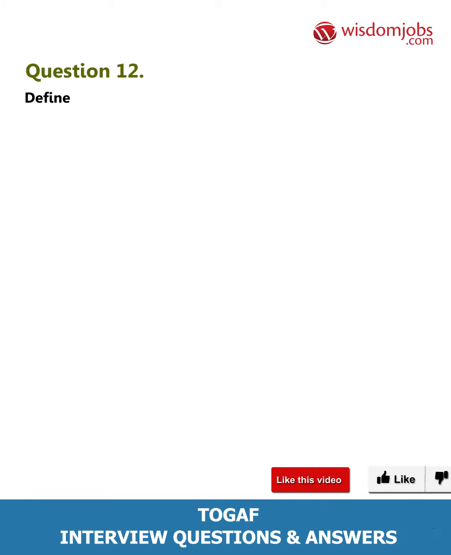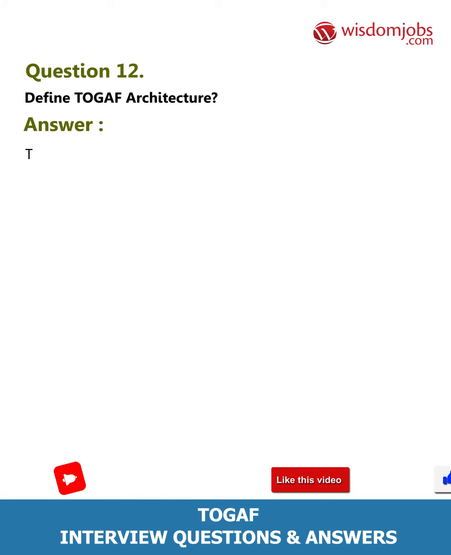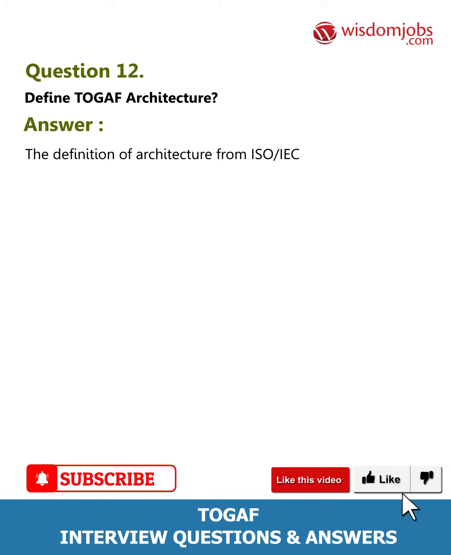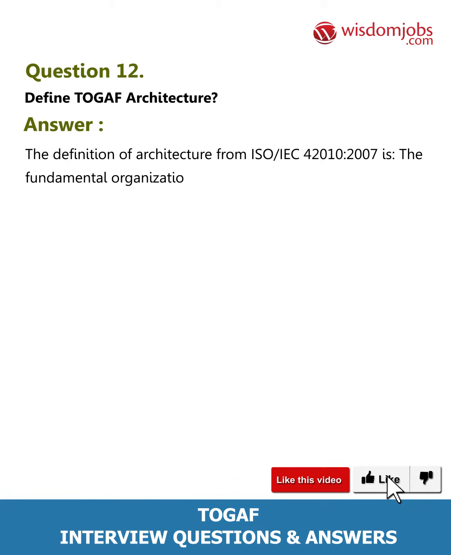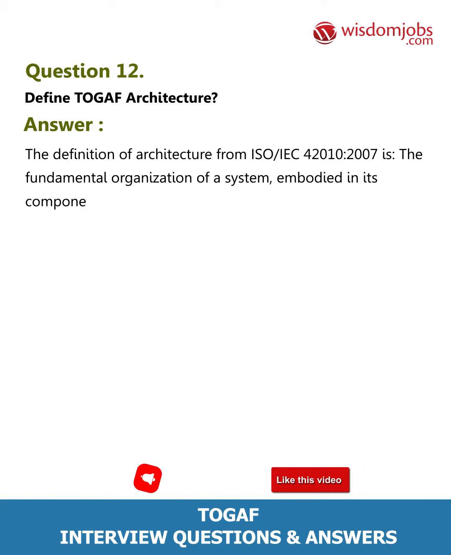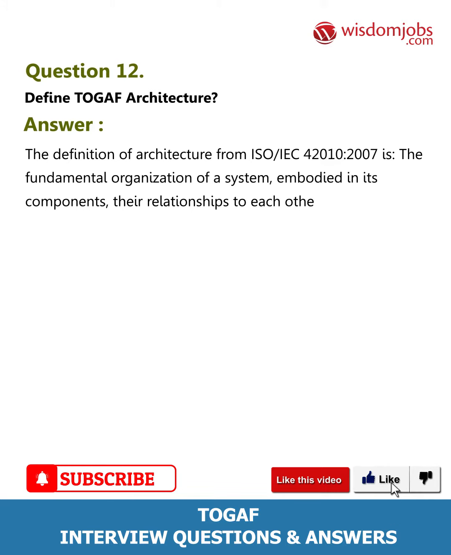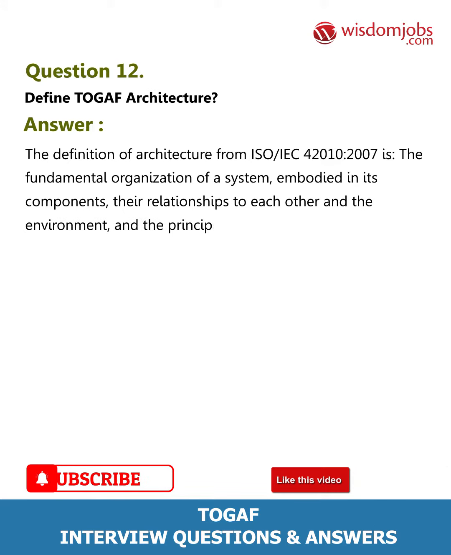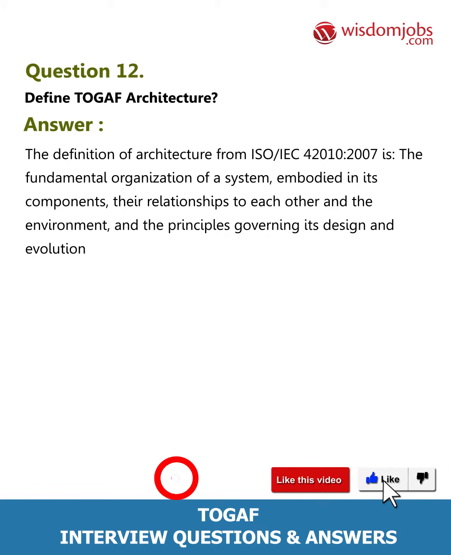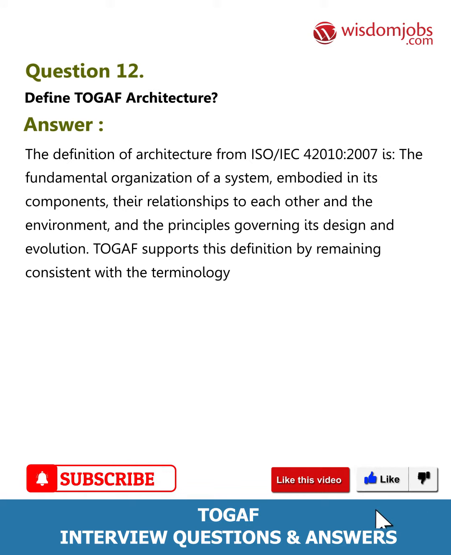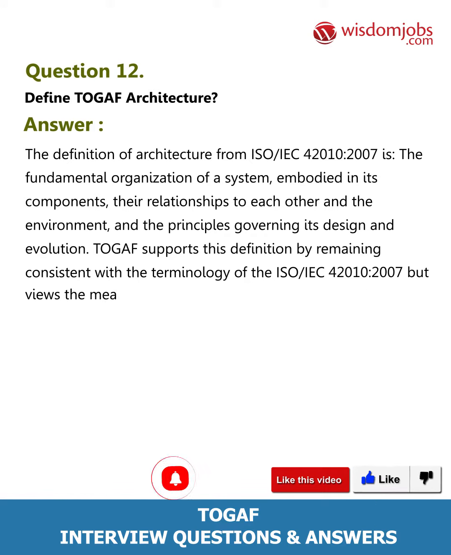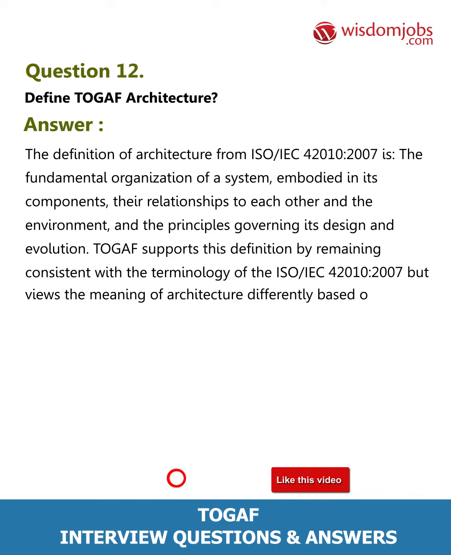Question 12. Define TOGAF architecture. Answer. The definition of architecture from ISO/IEC 42010:2007 is the fundamental organization of a system, embodied in its components, their relationships to each other and the environment, and the principles governing its design and evolution. TOGAF supports this definition by remaining consistent with the terminology of ISO/IEC 42010:2007 but views the meaning of architecture differently based on the context used.